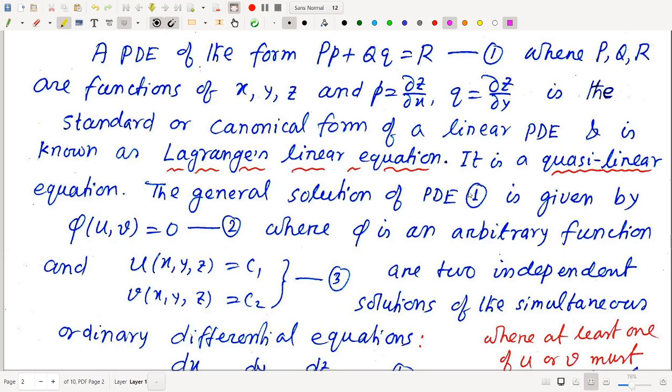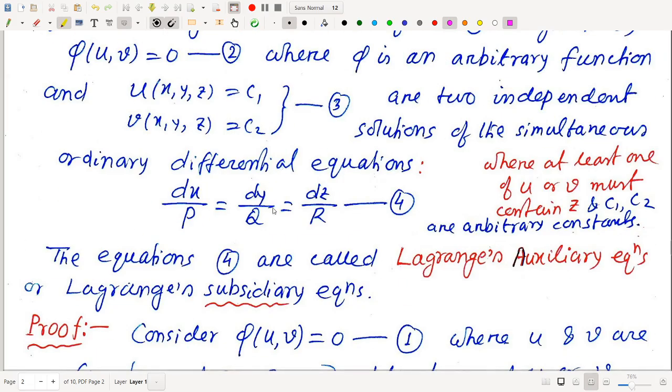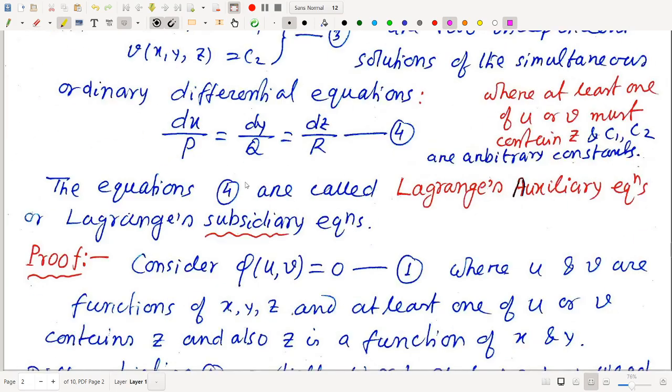The general solution of this PDE number 1, Lagrange's equation, is given by phi of u, v equal to 0, where phi is an arbitrary function and u means u of x, y, z equal to c1, v means v of x, y, z equal to c2. U is a function of x, y, z, v is a function of x, y, z. They are two independent solutions of the simultaneous ordinary differential equations dx by P equal to dy by Q equal to dz by R, where at least one of u or v must contain z, and c1, c2 are arbitrary constants. The equations number 4 are called Lagrange's auxiliary equations or Lagrange's subsidiary equations.